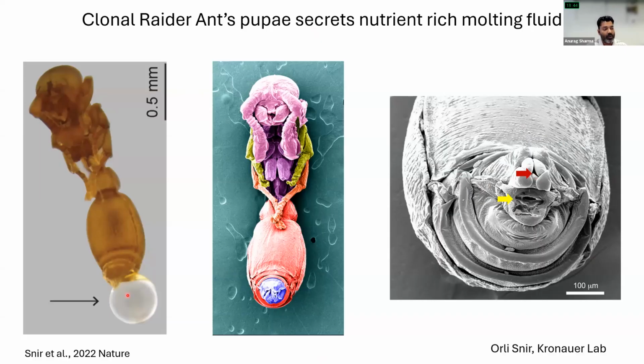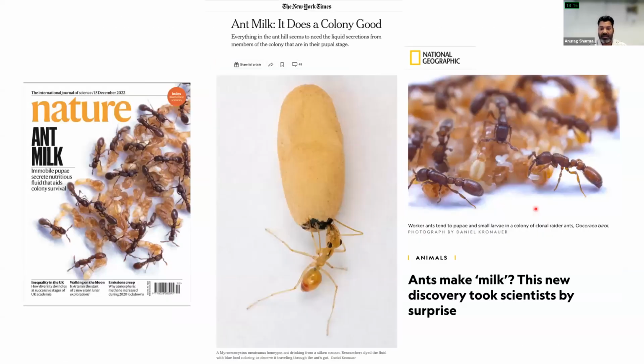But this fluid that the pupa secretes, they have a specific opening for the secretion. So what we concluded is that this fluid is not directly coming from the digestive tract. It has some other opening or some other way to come out. This is what our SEM images could confirm. And this study was so fascinating that scientific content writers found it adorable, and then this study made its way into several scientific magazines, in Nature, the New York Times, and National Geographic.